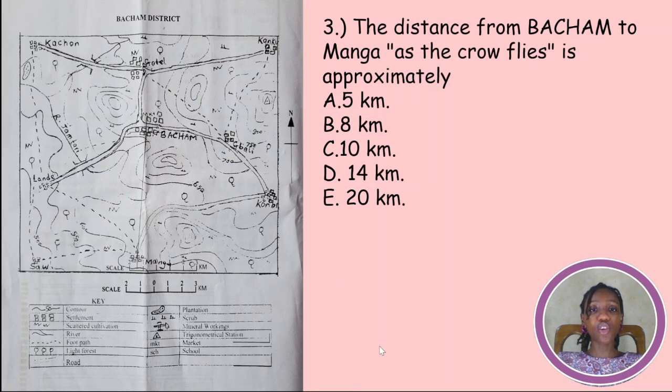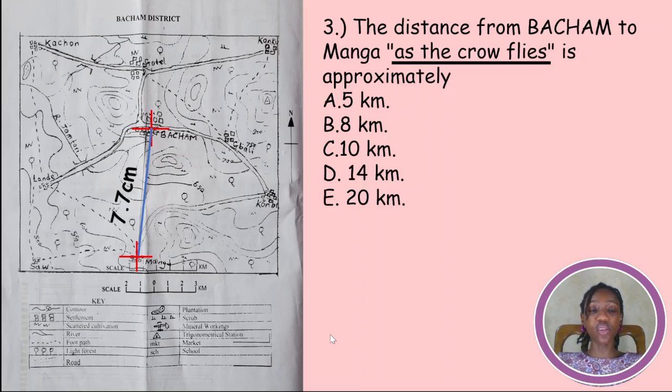The distance from Bacham to Manga as the crow flies is approximately... Now, we've been saying repeatedly in our previous correction videos that as the crow flies simply means distance in a straight line. So firstly, we draw our cardinal points on the two places in question, Bacham and Manga, and then we draw a line connecting them. After this, we measure the distance between the two points. We measure a straight line, and that gives us 7.7 centimeters.